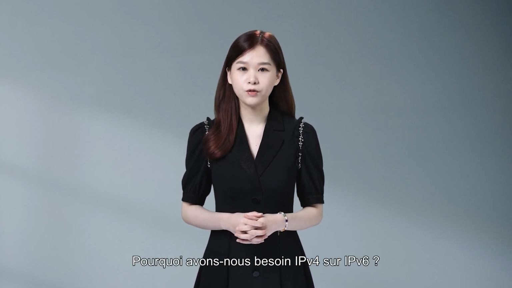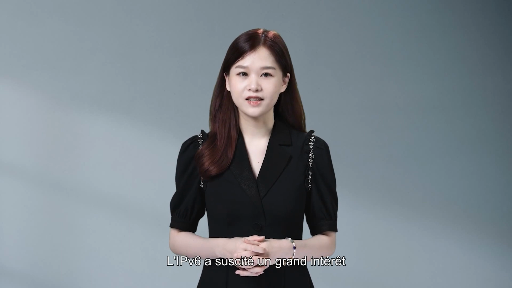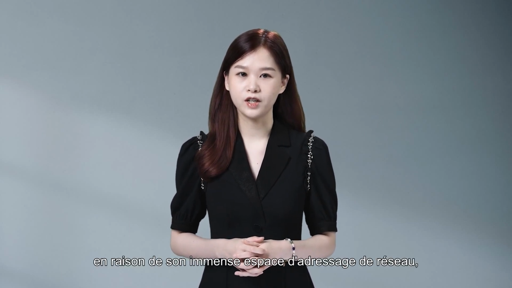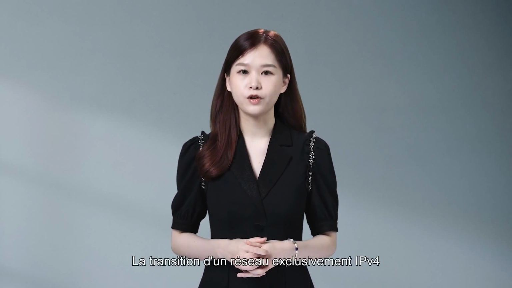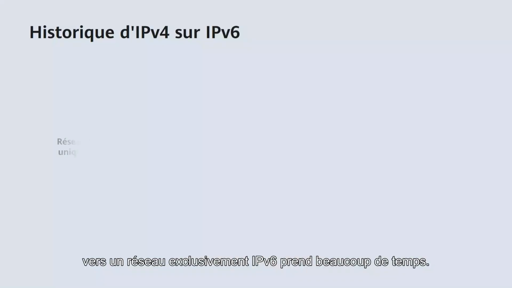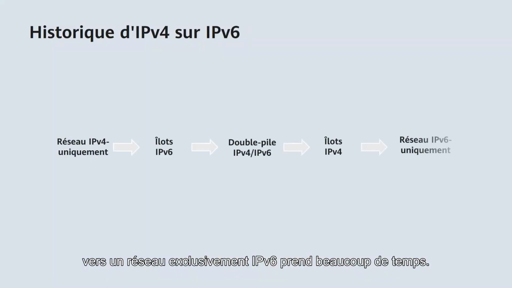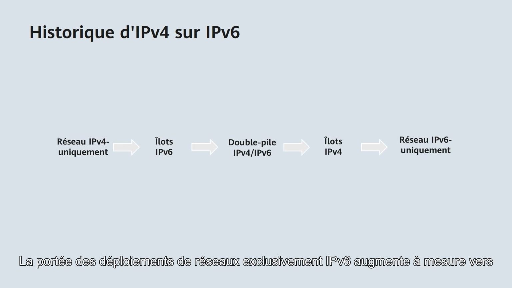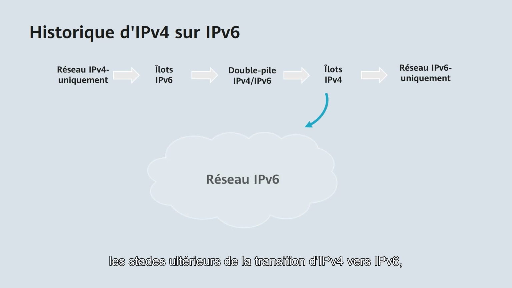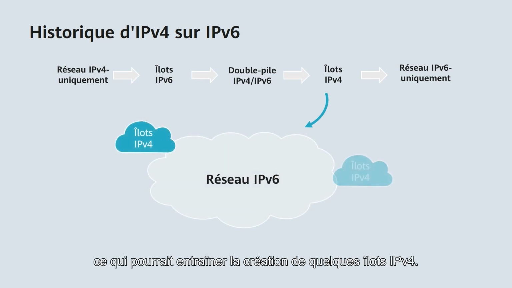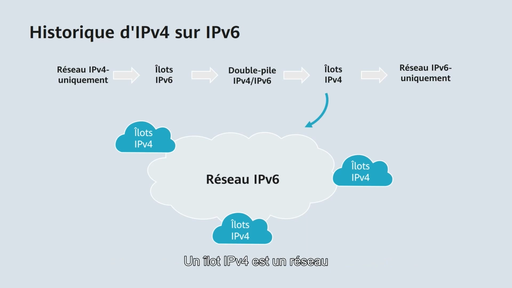Why do we need IPv4 over IPv6? IPv6 has attracted wide attention because of its huge network address space, simplicity, and security. The transition from an IPv4-only network to an IPv6-only network takes a long time. The scale of IPv6-only network deployments increases toward the later stages of IPv4 to IPv6 transition, potentially resulting in some IPv4 islands. An IPv4 island is a network that is isolated from another IPv4 network by an IPv6 network.